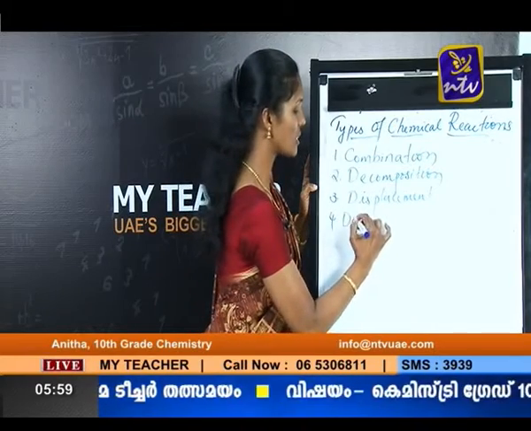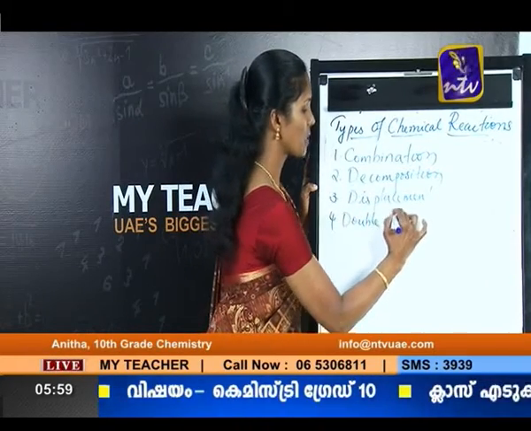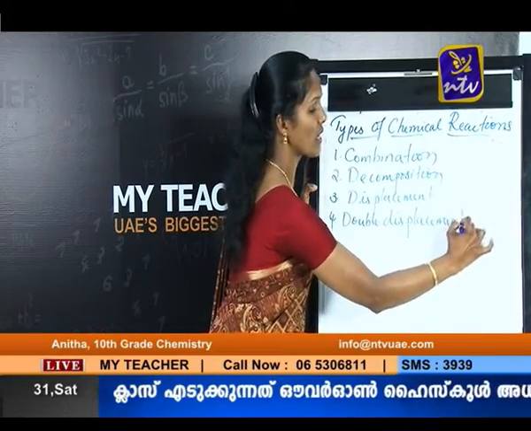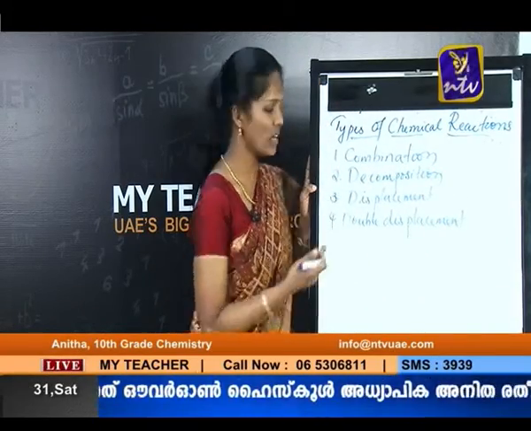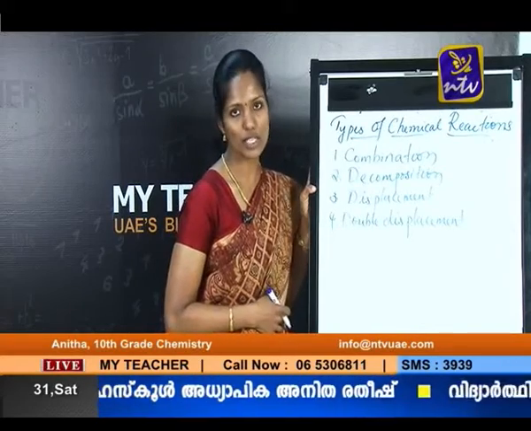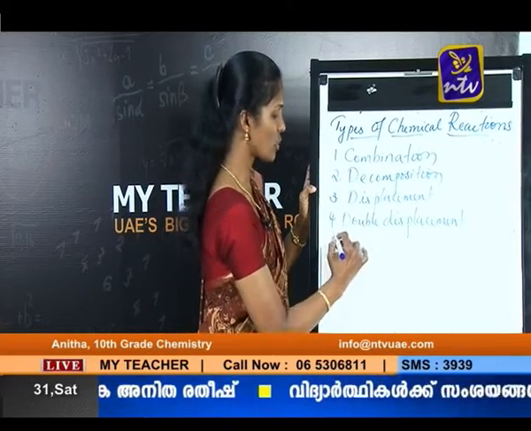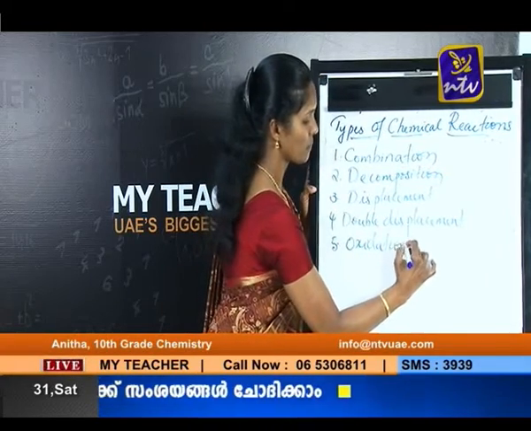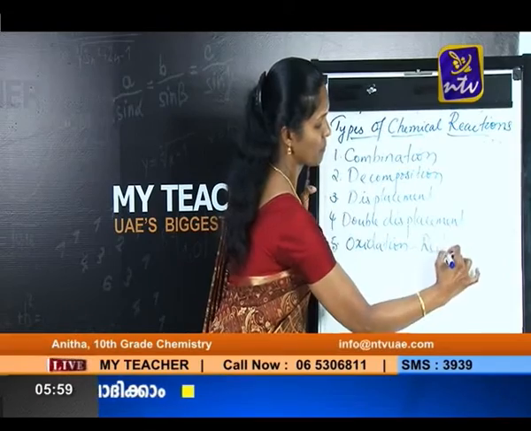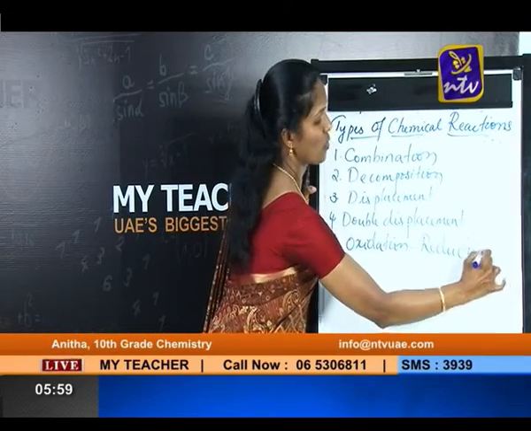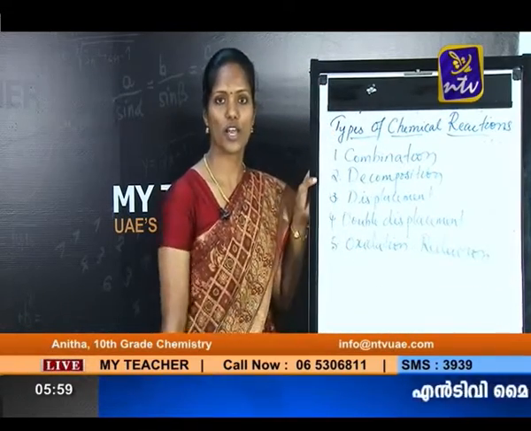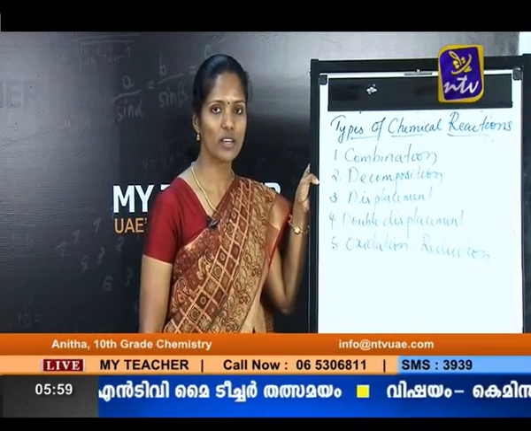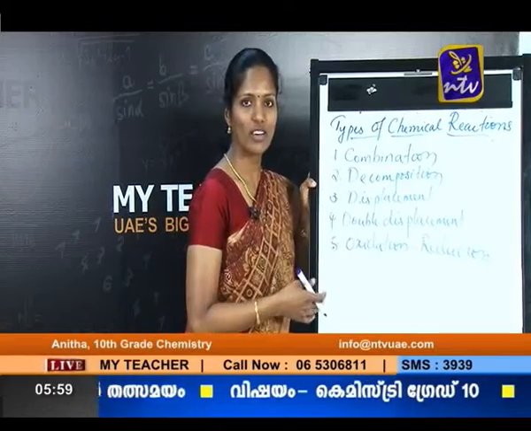The other one was the double displacement reaction, in which two compounds are there and they exchange their ionic parts, and that is why it is called a double displacement reaction. And the last one was the oxidation reduction reaction, or redox reaction. I hope all of you really enjoyed the topic. Keep on watching, and thank you.